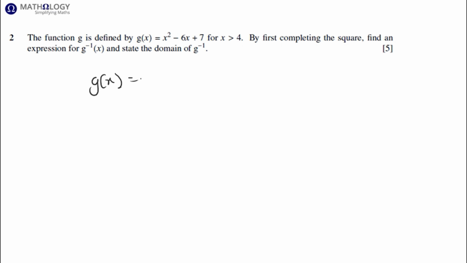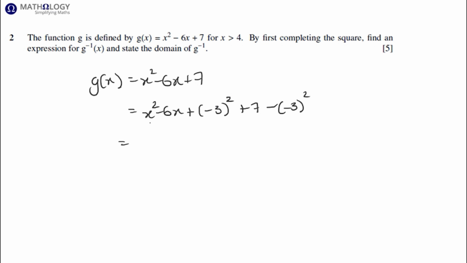Okay, so g of x equals x squared minus 6x plus 7, which equals x squared minus 6x plus (minus 3) all squared, plus 7 minus (minus 3) all squared. The first two terms form a perfect square trinomial, so that's going to be (x minus 3) all squared plus 7 minus 9, which will be minus 2. This is now g of x in turning point form.